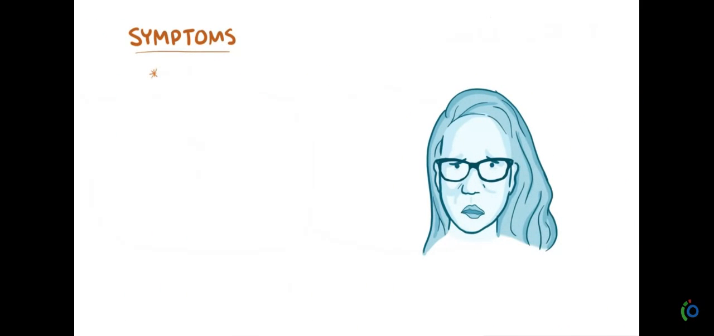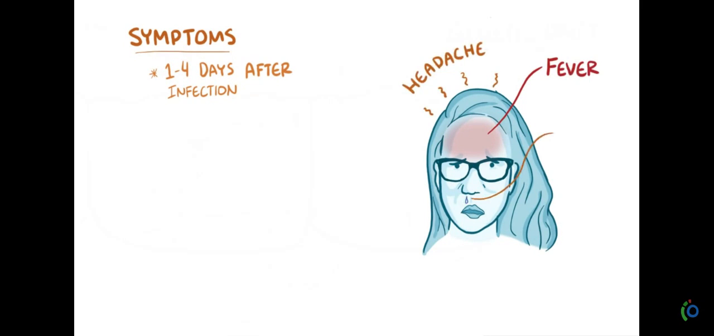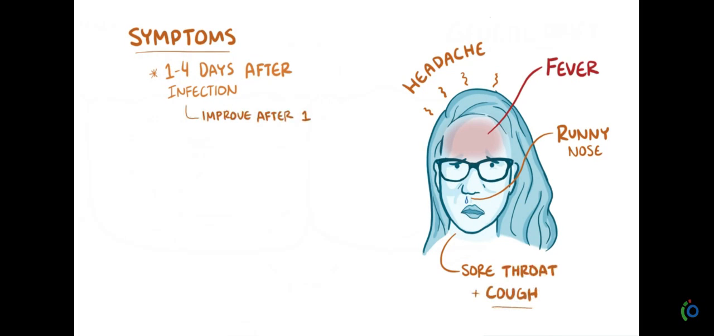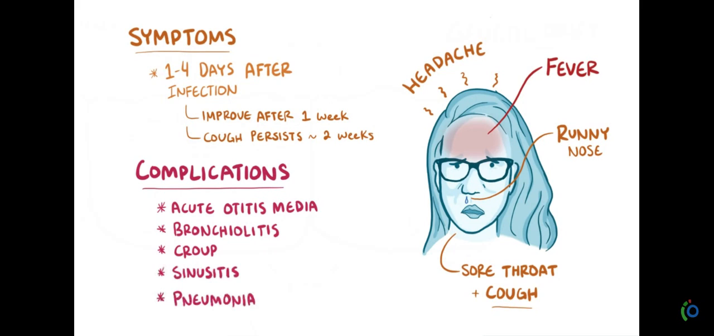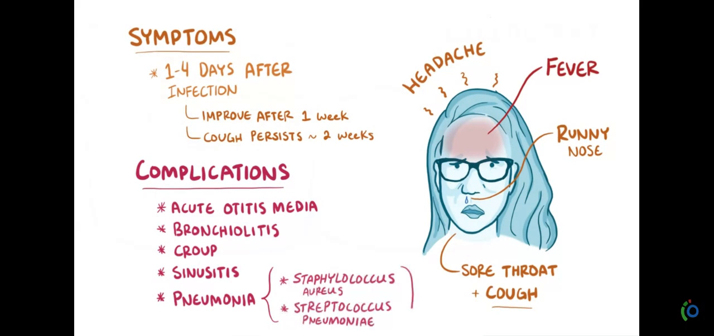Influenza symptoms start 1 to 4 days after infection and include fever, headache, runny nose, sore throat, and a cough. Most of these symptoms get better within a week, but the cough often persists for up to 2 weeks. There can sometimes be complications though, like acute otitis media, bronchiolitis, croup, sinusitis, and pneumonia, including antibiotic-resistant strains caused by Staphylococcus aureus and Streptococcus pneumoniae.